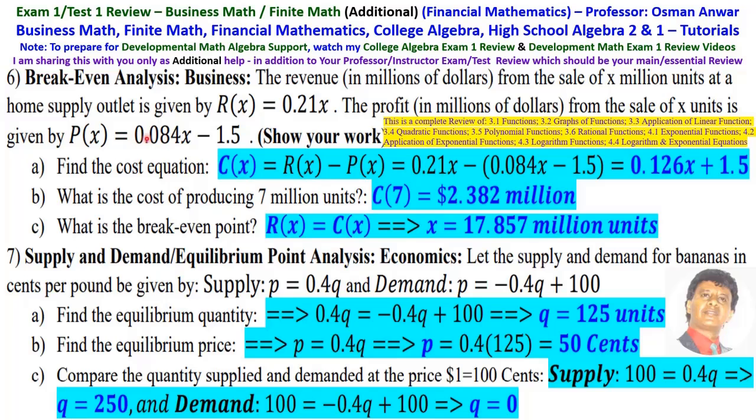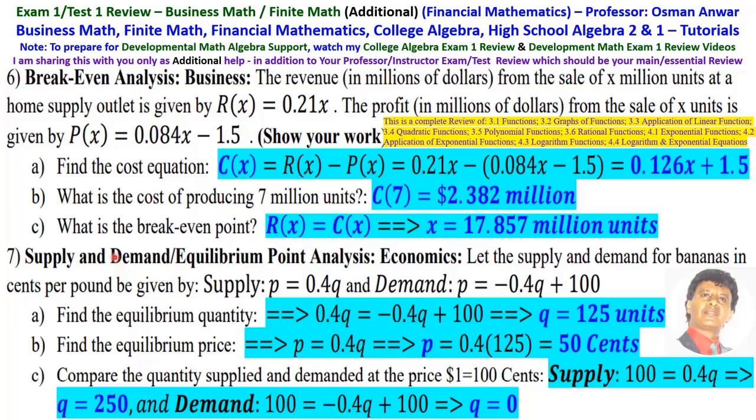So when you set the profit equal to 0, 0.084x minus 1.5 equals 0, that is 0.084x equals 1.5. Divide both sides by 0.084, then x is equal to 17.857 million units. So when it makes 17.857 million units, then you break even. Break even means you do not lose any money, but you do not have any profit either. That is a break even.